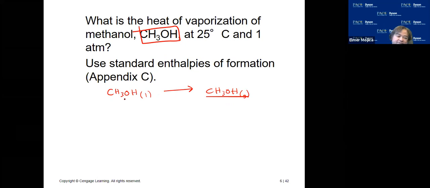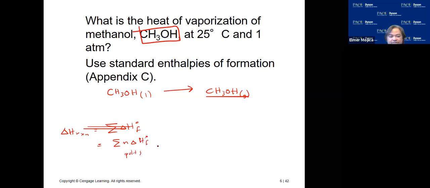And the way that we're going to look at the heat of the reaction here will be the summation of the delta H0, so this is the products, minus the summation of n times the delta HF. This is your reactants. So what I'm going to do is I'm going to give you the delta HF of this one. So liquid methanol would have negative 238.7 kilojoules per mole. And then gaseous methanol, you have negative 200.7 kilojoules per mole.